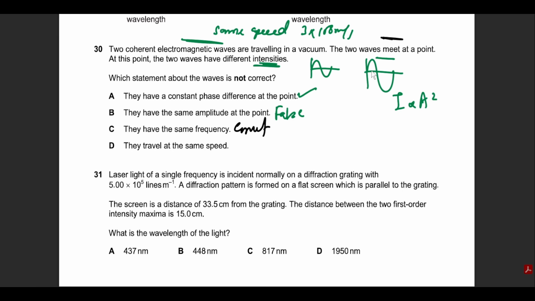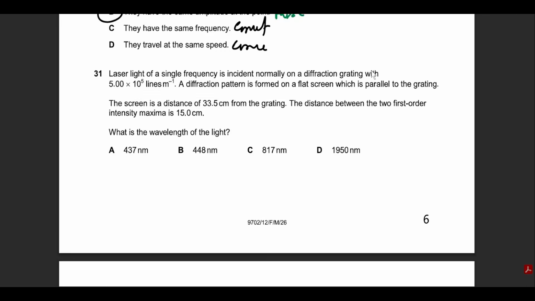And if they have met at this point, that means they have undergone interference. If they have undergone interference, they are coherent, then the wavelength should be the same frequency. They travel the same speed. That is also correct because they are electromagnetic. They're moving at the same speed. So most likely, which is not correct, is going to be option B.